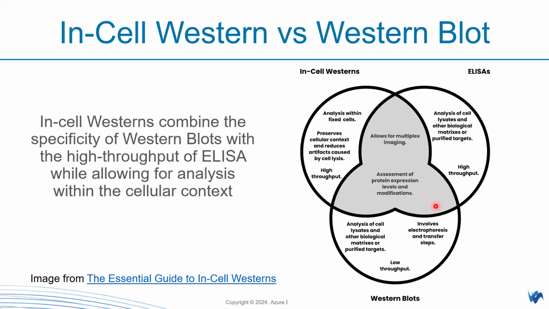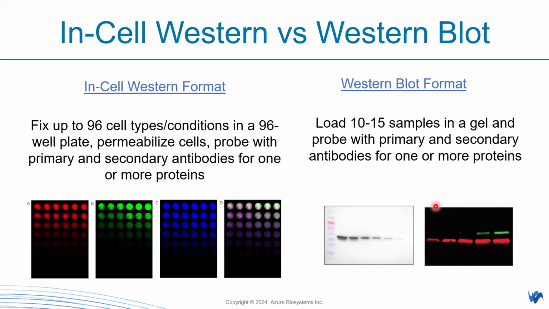Let us look at the clear comparison between in-cell Westerns and Western blot. Okay, so in-cell Western, it fits up to 96 wells if you're using a 96 well plate, 384 wells if you're using 384 well plates. So in these wells, same thing, you seed the cells, you permeabilize the cells, then you probe with primary and secondary antibody, for one or more protein detections.